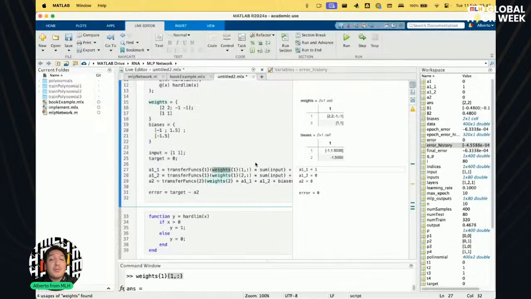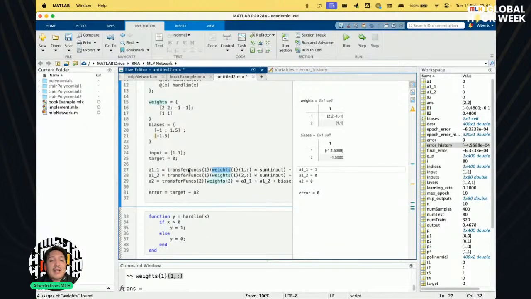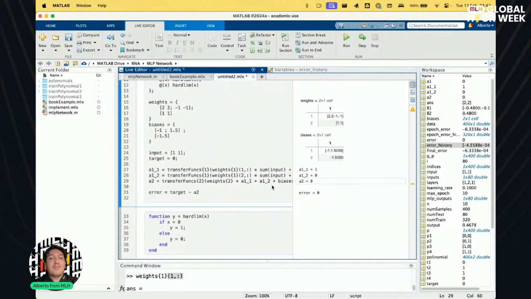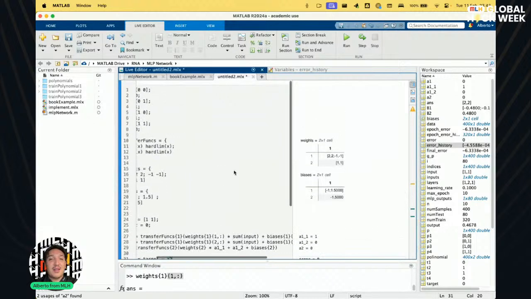For the next one it will be the exact same transfer function, weights multiplying the previous input. In this case, since it's the second layer, it will be the results of the first layer plus the biases, and that's it. And that gives us our result. So if you have any questions, just let me know.